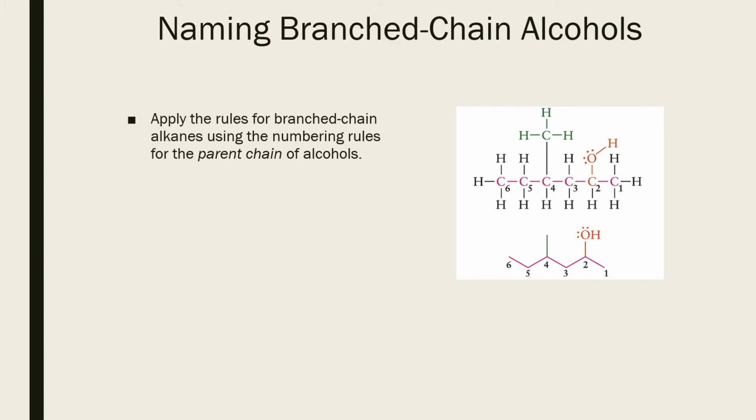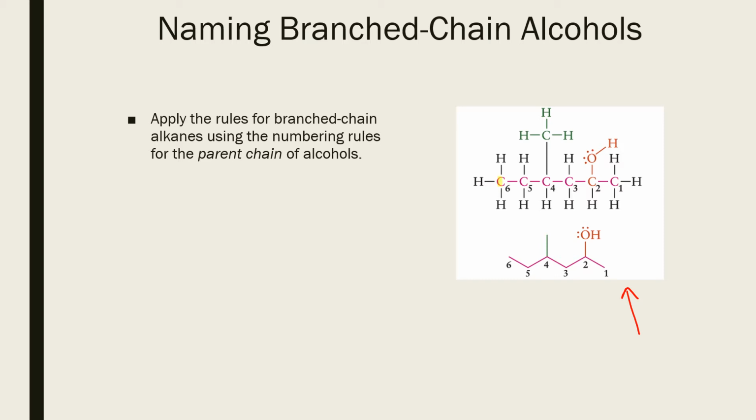In the case of branch chain alcohols, we apply the rules for branch chain alkanes learned in the previous chapter, using the numbering of the parent chain as described in the previous slide. For example, a branch chain alcohol is shown in this picture. So let's try to assign the name to this branch chain alcohol. The first rule which we learned in the previous slide was to identify the longest chain. So let's identify the longest chain, and while doing that, we need to make sure that the OH group is present on the longest chain.